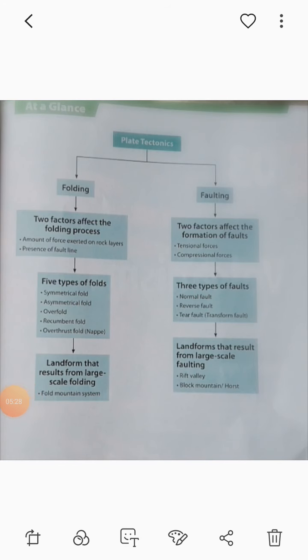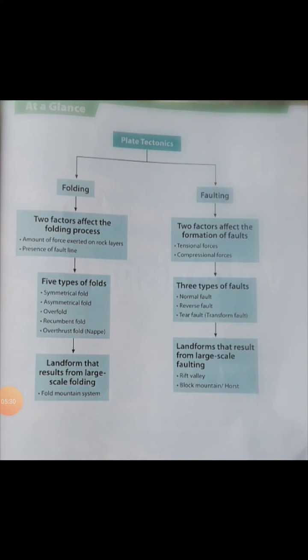Learners, on page 23 there is a flow chart about plate tectonics, folding and faulting. Folding: two factors affect the folding process: amount of force exerted on rock layers, and presence of a fault line. Five types of fold: symmetrical fold, asymmetrical fold, overfold, recumbent fold, overthrust fold.